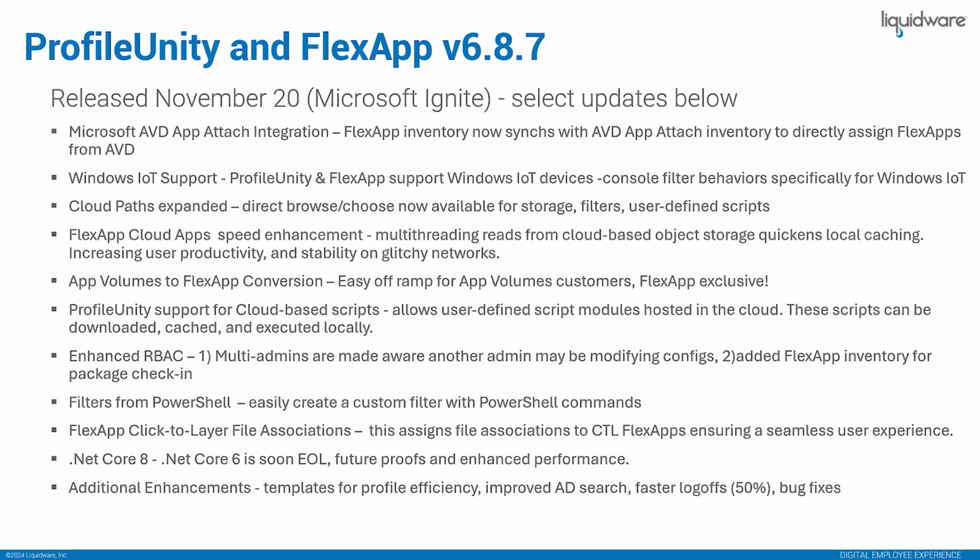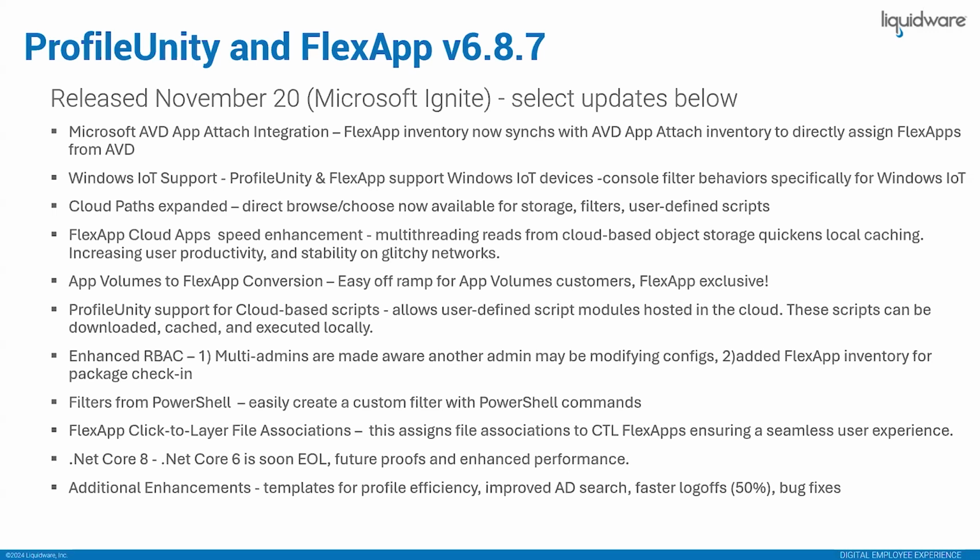ProfileUnity support for cloud-based scripts is in this version. Enhanced role-based access control, so multi-admins are now aware of another admin in there. It's given some more detailed views into the RBAC. Filters from PowerShell to easily create custom filters with PowerShell commands.